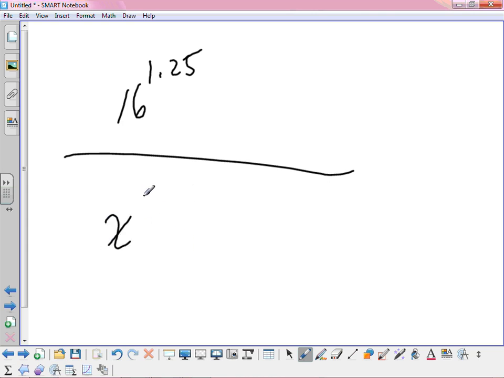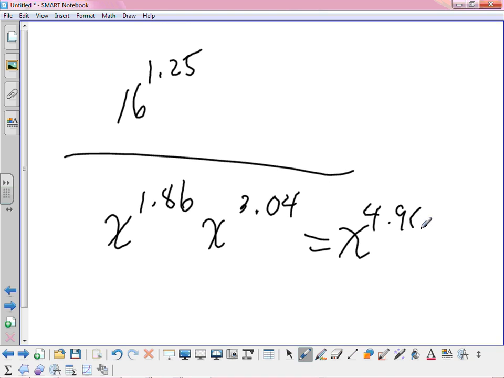So we do x to the 1.86, and we multiply that by x to the 3.04. What do we get? What's the exponent? X to the 4.90, I think. Yeah. So just add them. So they're not nice whole numbers, but they're still numbers, right?